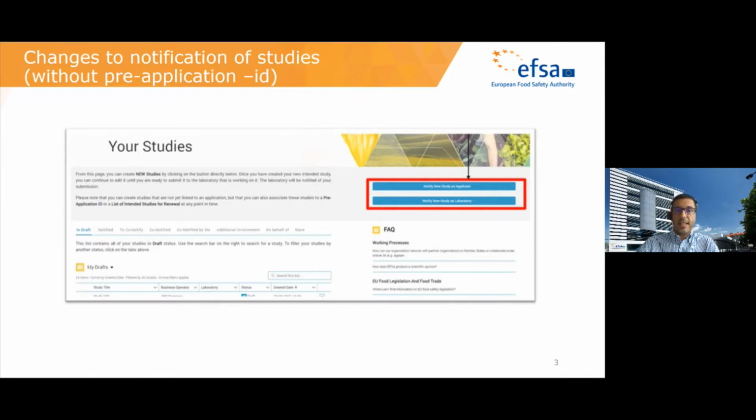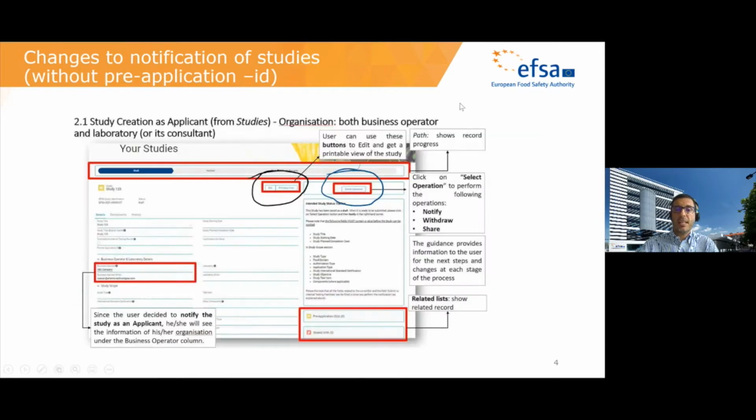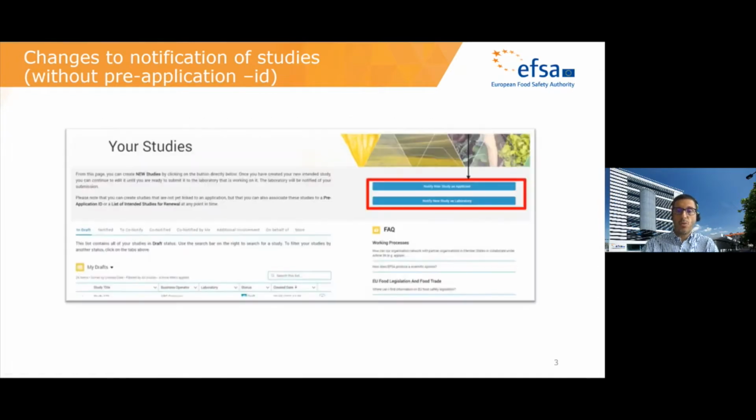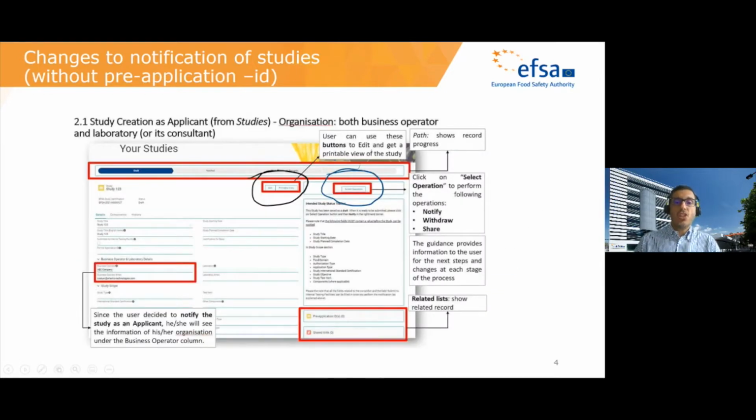We are talking about this notification of study function available directly from the study section. Just to complete, the two buttons are to notify as applicant or to notify as a laboratory, because the two procedures are slightly different. The other change that this modification implied are small changes on the user interface.